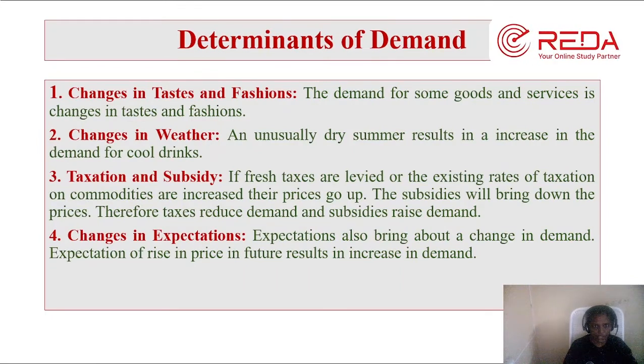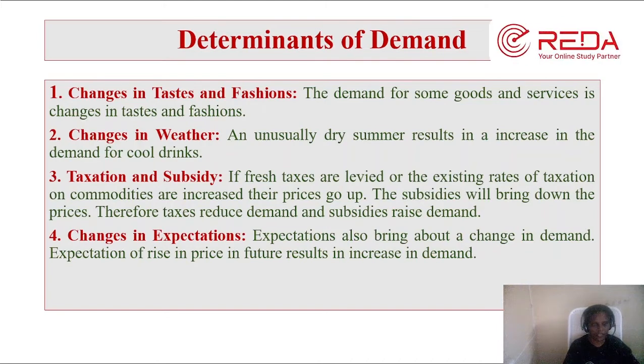I hope you understood the demand schedule and how we get the individual demand curve and the market demand curve. Now we are going to see what are the factors or determinants of demand. Determinants of demand are nothing but the factors, or the reasons, which make a demand for a commodity. The first factor is changes in taste and fashions.